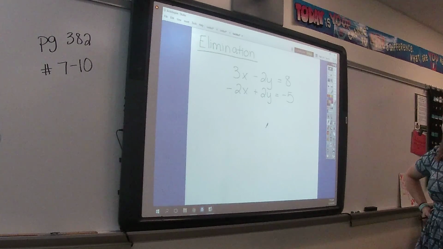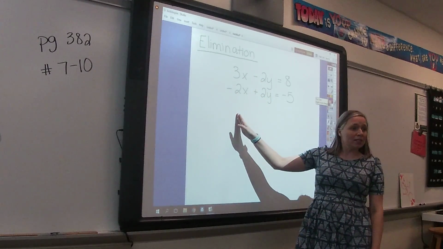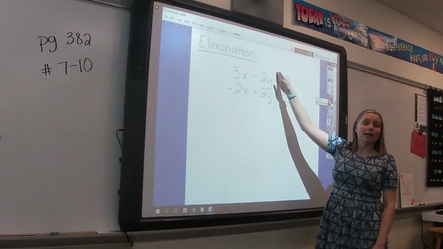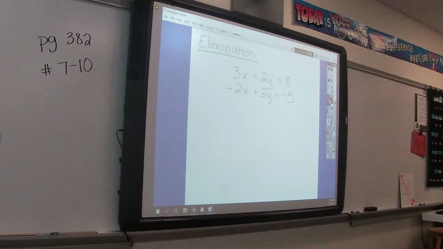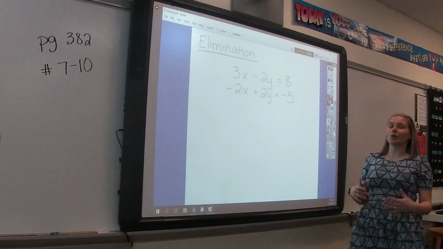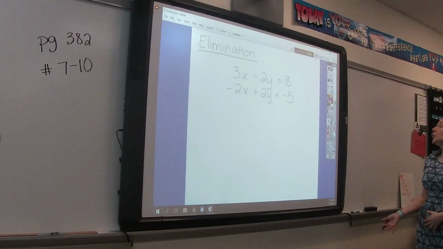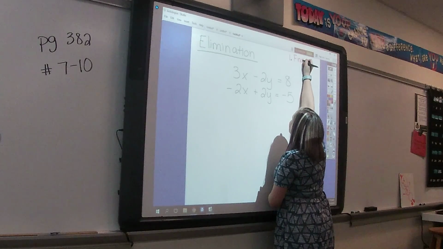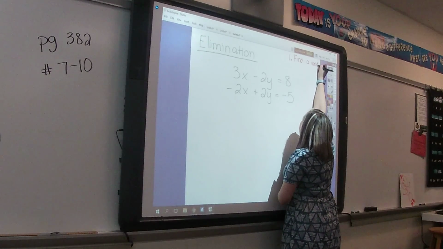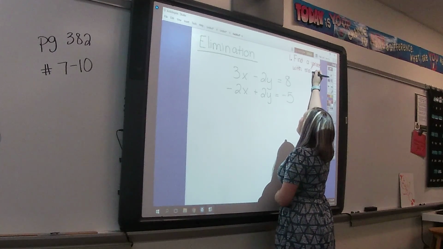This time we have this very specific setup where everything is stacked on top of itself. An x is on top of an x, a y on top of a y, an equal sign on top of an equal sign, a constant on top of a constant. When we are in this format, elimination is usually a good route to go. When we are solving with elimination, our goal is to eliminate, to get rid of one of the variables. To get rid of a variable, we are going to find a variable with matching coefficients.